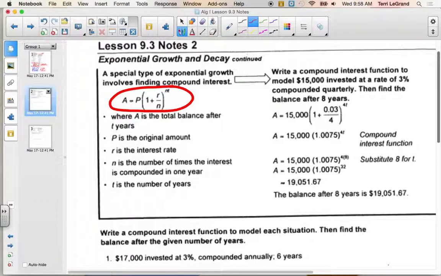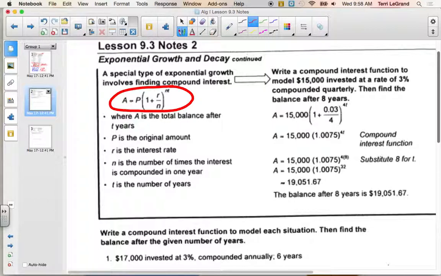Well, let's go and look at what all those things are telling us. This is really important that we understand what, there's so many variables in there, what are they all representing? A is the total balance, how much money is going to be in your account at that given time. P is how much did you start with, how much did you put in there in the beginning. R is the interest rate, and what do you suppose we're going to have to change it to?